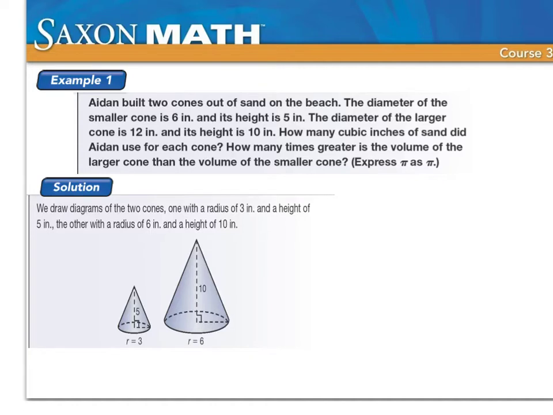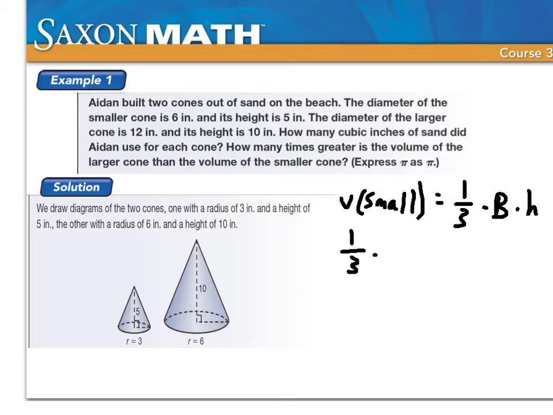Now, we want to know how many cubic inches of sand did Aiden use for each cone. Cubic inches means to find the volume. So we want to first find the volume of the smaller cone. And again, the formula for that is 1/3 times the area of the base times the height. So we're going to take 1/3 times the area of the base. Well, the area of the base is pi times the radius squared. So we're going to take 3 squared times pi, and multiply that times the height, and the height is 5.